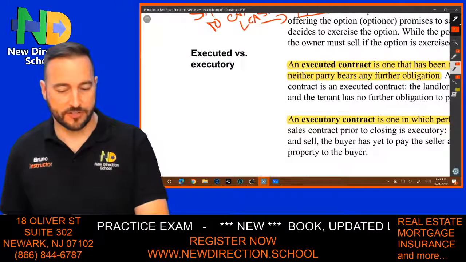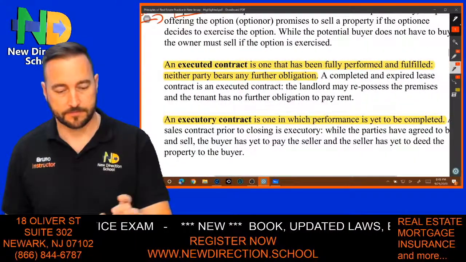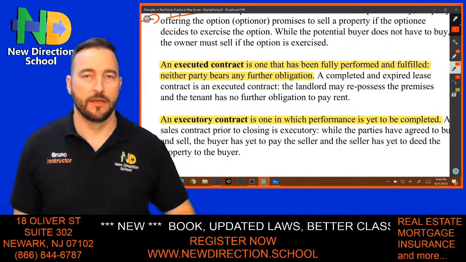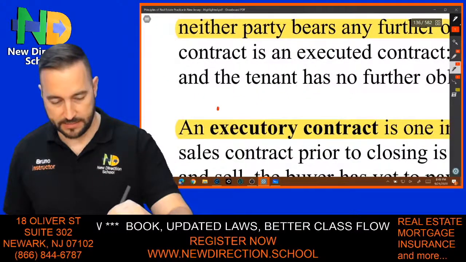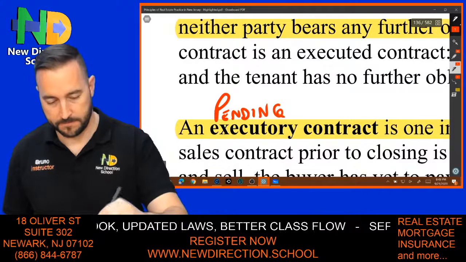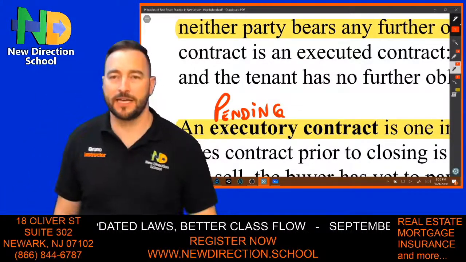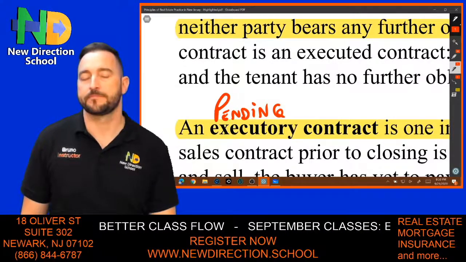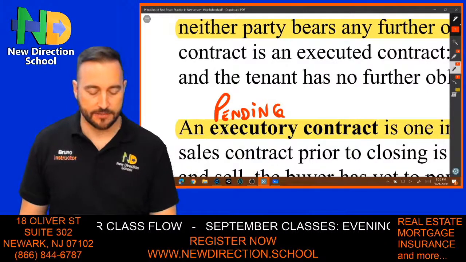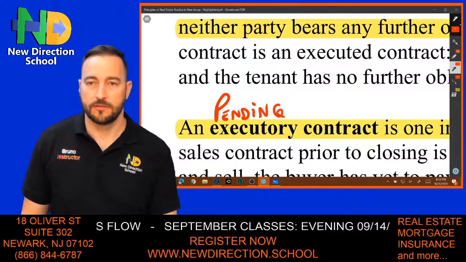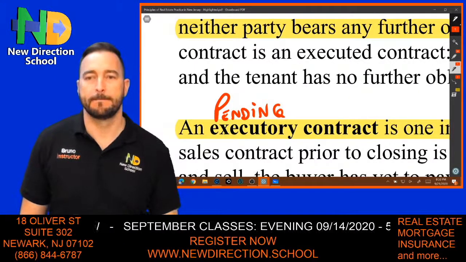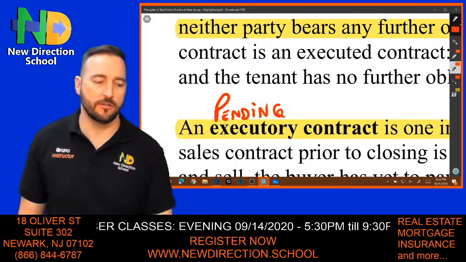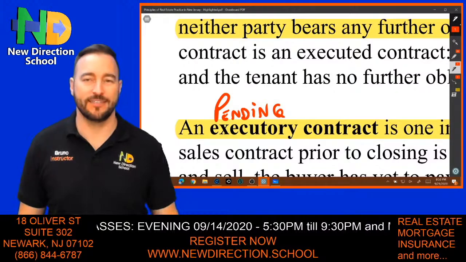Oh, executory versus executed contract. I'm going to start with the bottom one, and then we're going to go to the top one. Executory means pending, a pending contract. So if I put an offer to buy your house, and you accept the offer, are we closing right now? No, we're not. When are we going to close? I already told you earlier it could take 2 to 3 months, right? So let's put 90 days.